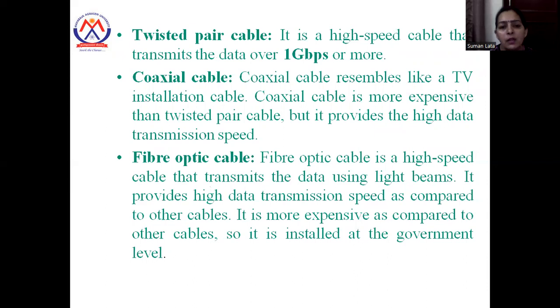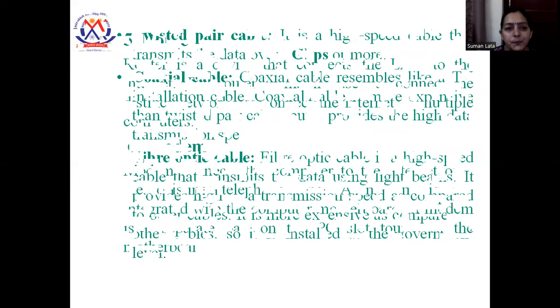Fiber optic cable is a high-speed cable that transmits the data using light beams. It provides high data transmission speed as compared to other cables. It is more expensive as compared to other cables. So, it is installed at the government level.